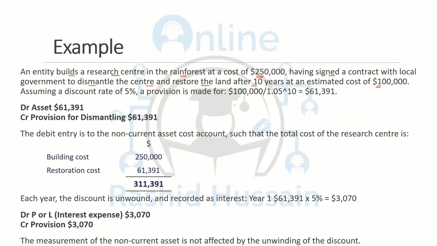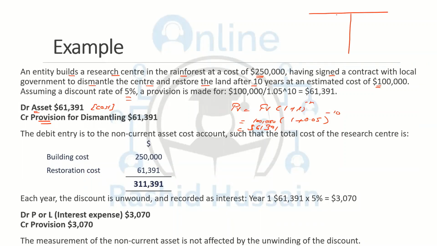Now we know the formula. The present value is the future value times (1 plus r) raised to the power minus n. Future value is 100,000, the interest rate is 5%, so it's 0.05, and n, the number of years, is 10. So the present value of this is 61,391. So the initial entry is going to be debit asset, because we are going to make this expenditure part of the asset cost, and credit provision, because it's a liability of uncertain timing and amount.